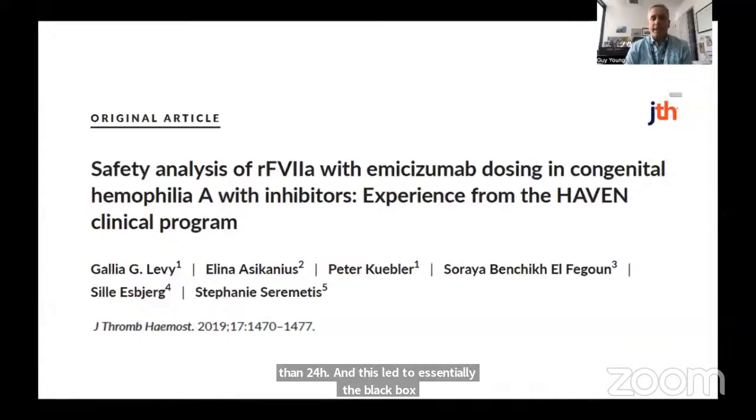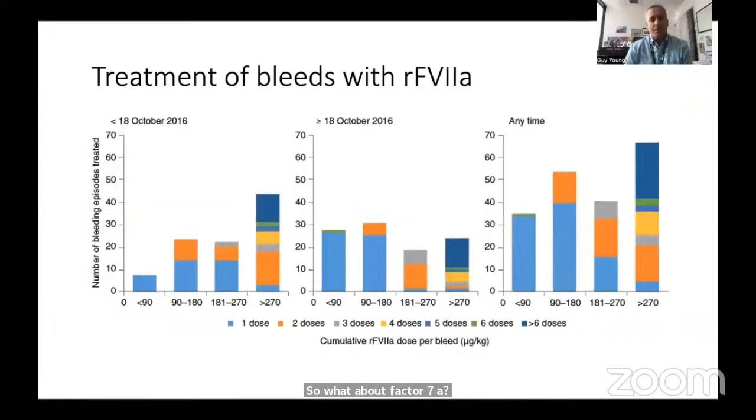So what about factor 7A? This is a complicated figure, but let me walk you through this figure.